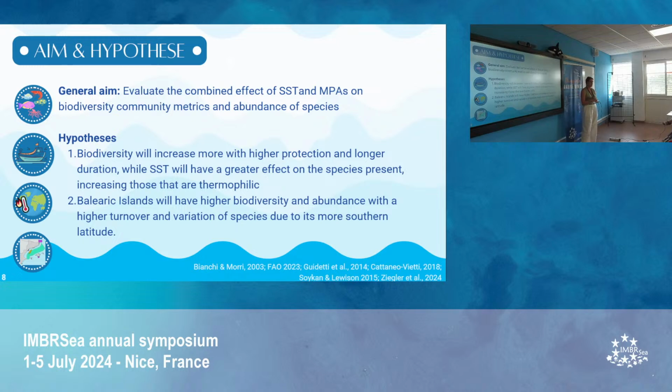I have two hypotheses. The first is that more protection and longer duration are going to increase biodiversity, while sea surface temperature is going to be detrimental to some species, and for thermophilic species, it will increase them. And the second is, because I have two areas, I wanted to compare a more southern location, the Balearic Islands, thinking that it might have higher biodiversity, higher abundance, and, because of the influence of climate change, a higher turnover of species.